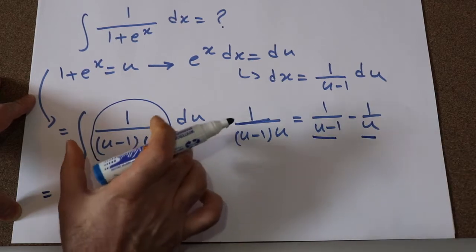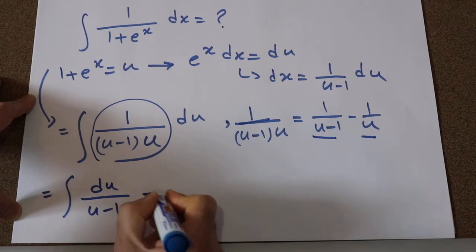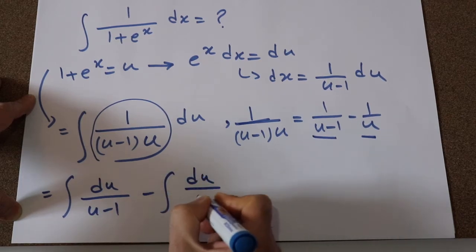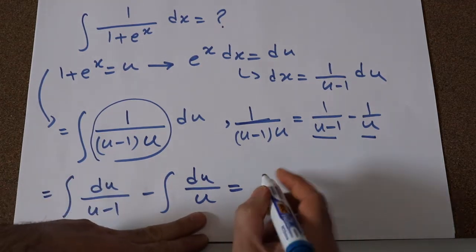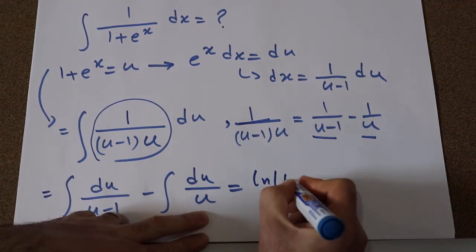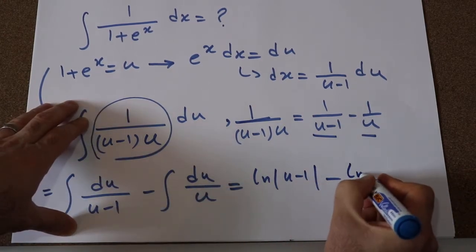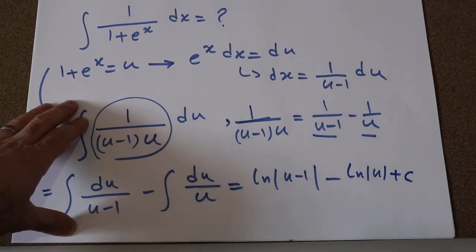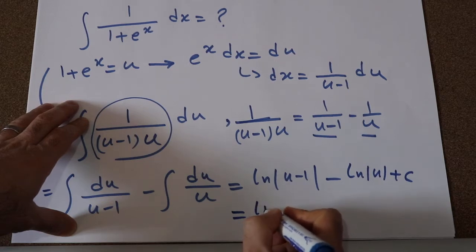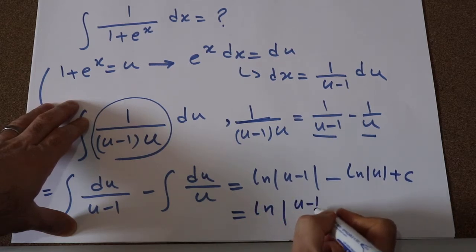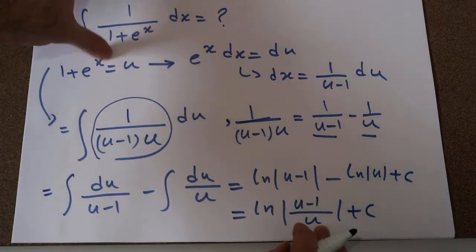Therefore, you can now rewrite this integral, because this expression is equal to this minus that, as the integral of du over u minus 1, minus the integral of du over u. The integral of du over u minus 1 is ln|u minus 1|, minus the integral of du over u, which is ln|u|, plus c, the constant of the integral. So this is equal to ln|(u minus 1) divided by u| plus c.